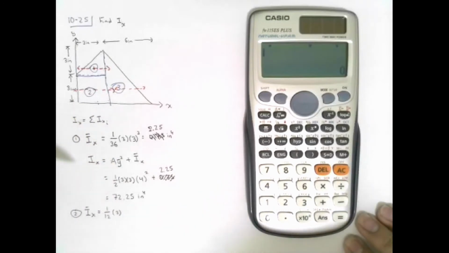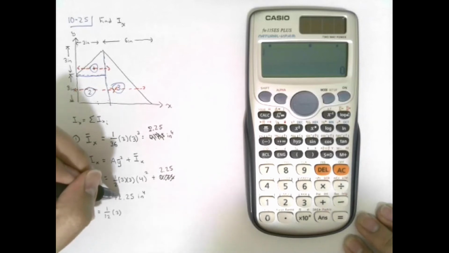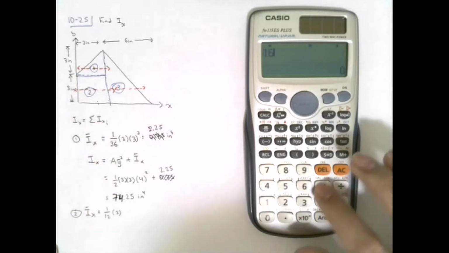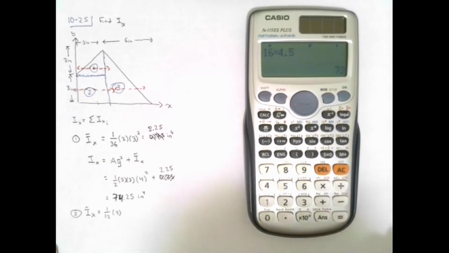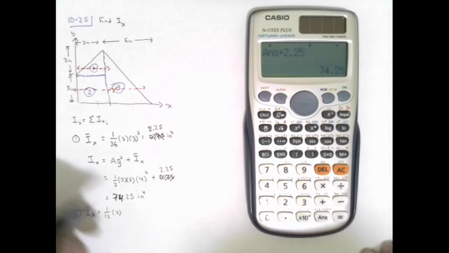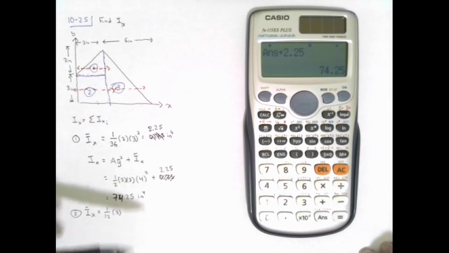Isn't the moment of inertia 74.25? 74? Oh, my bad. I think you had that on your calculator, but... Okay, so 74.25, right? Yeah, I think it should be, right? 16 times 4.5 is 72. Yep, and then plus 2.25 is 74.25. Good, thank you.